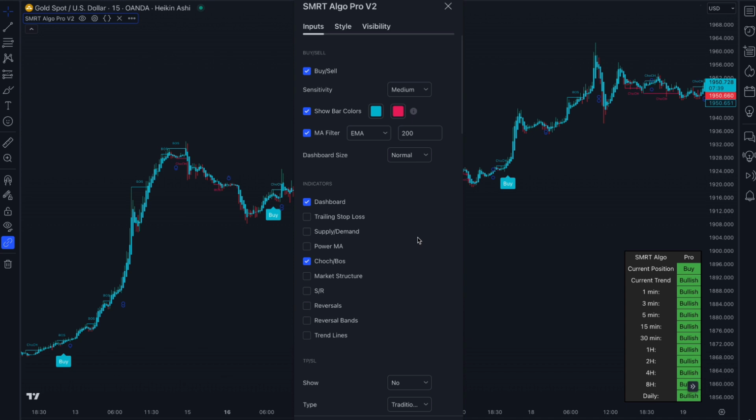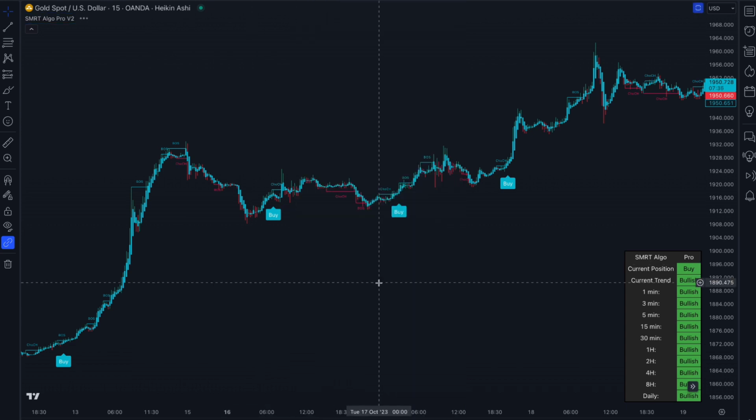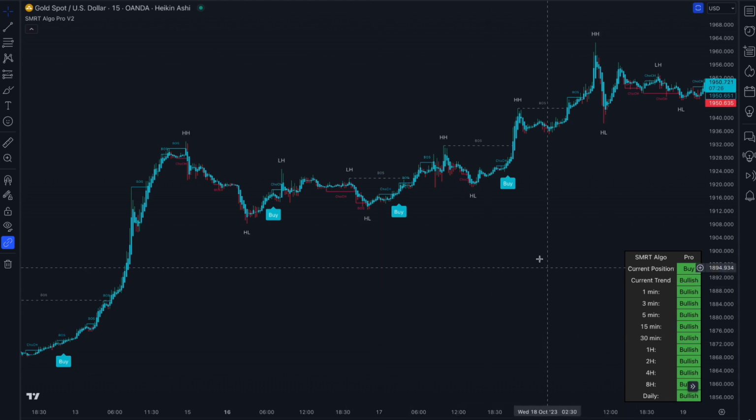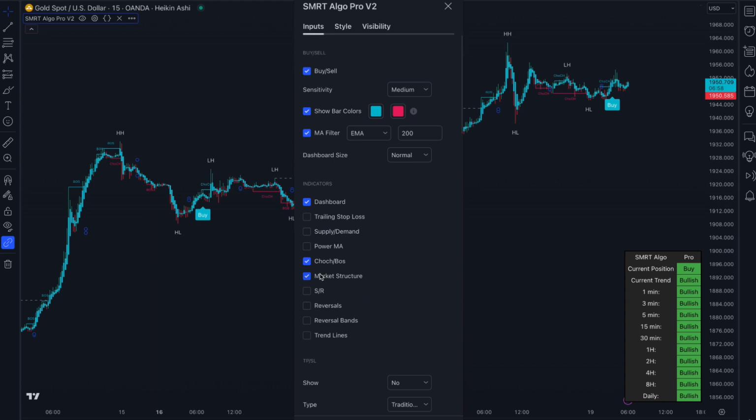So if you want the external market structure, you want to turn on the market structure indicator and you'll see the difference between the two. So you can see that after turning it on, you can see the external market structure breaks here, here, and here. It also shows the overall market structure, for example, the higher high, higher lows, higher high, higher lows, higher high, higher lows.